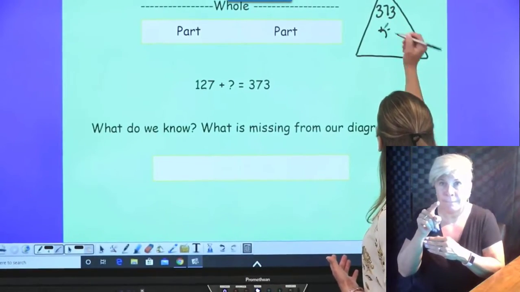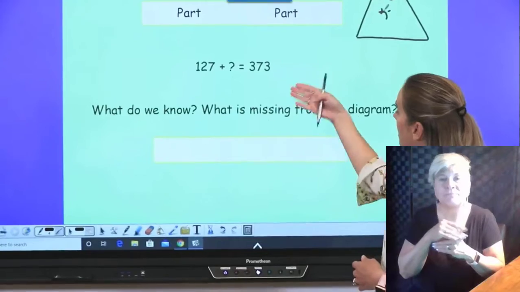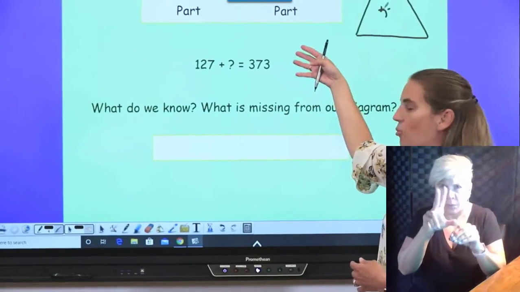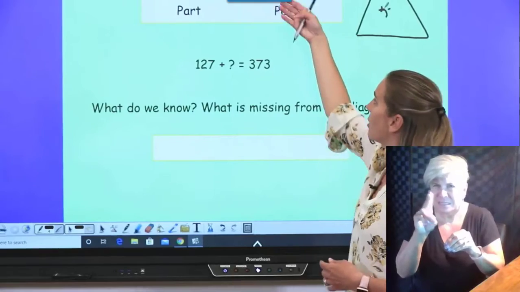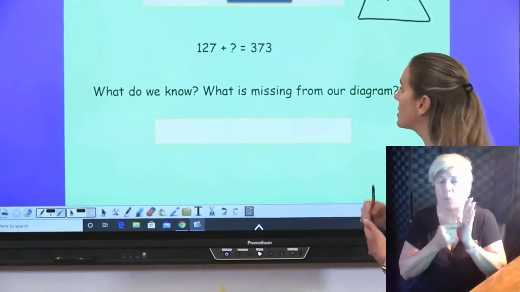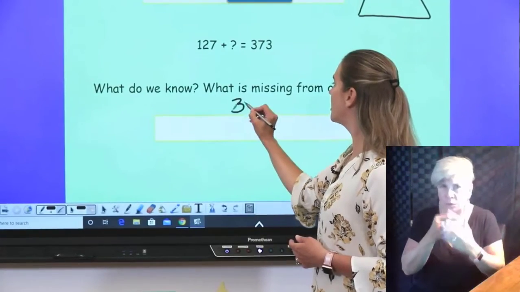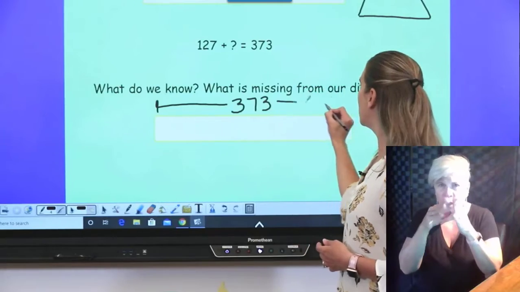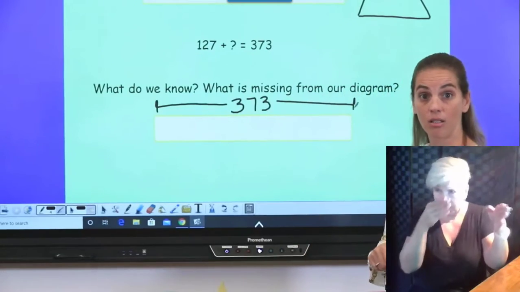Oops, those kind of got stuck together. In our bar diagram here, where are we going to put that sum? What does the sum represent? Does it represent a whole or a part? Perfect. It represents a whole. So we're going to take that 373 and we're going to put it here. Remember, that represents everything from here to here.